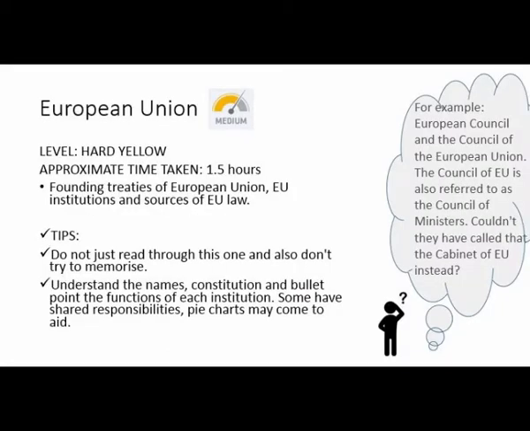Concept 4. European Union. This covers all the founding treaties of European Union, EU institutions and sources of EU law. There are a lot of bodies to cover and some of their functions and names may look and sound quite confusing. For example, there is a European Council and the Council of European Union, which are two different bodies. The Council of EU is also referred to as the Council of Ministers. Couldn't they have called that the Cabinet of EU instead?